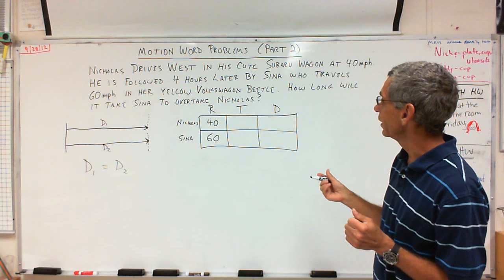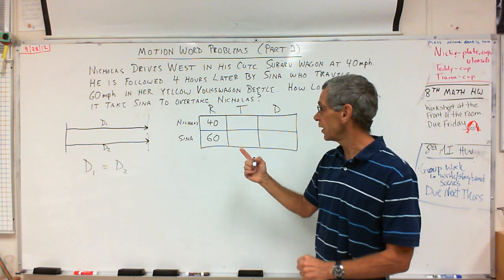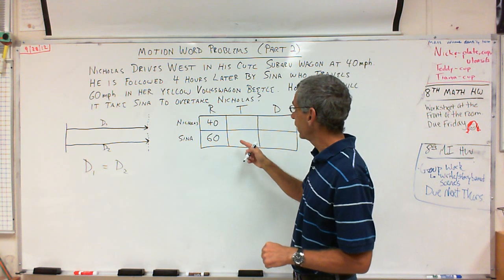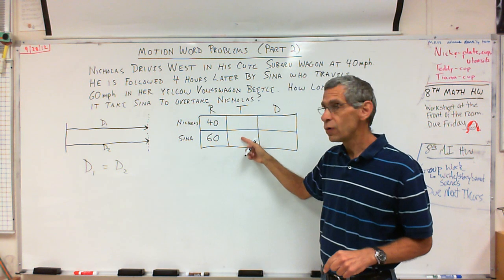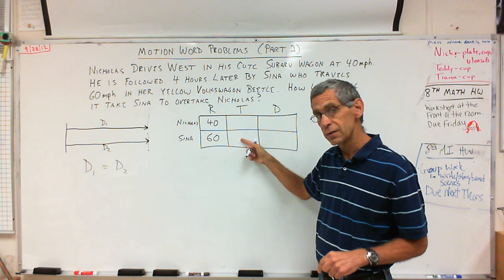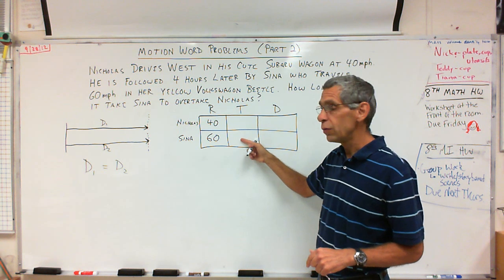So we've got to do something. Now the question is, I have 2 options. I could make Nicholas be x, and then Sina did 4 hours less than Nicholas, right? I could do x minus 4. I wouldn't recommend that.